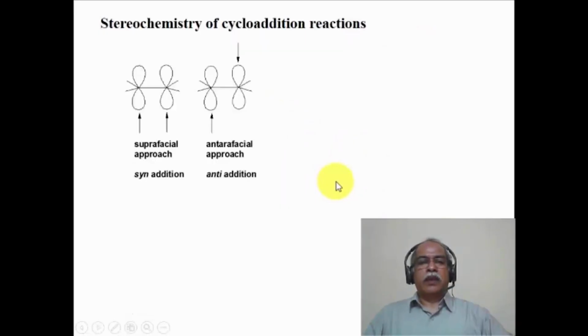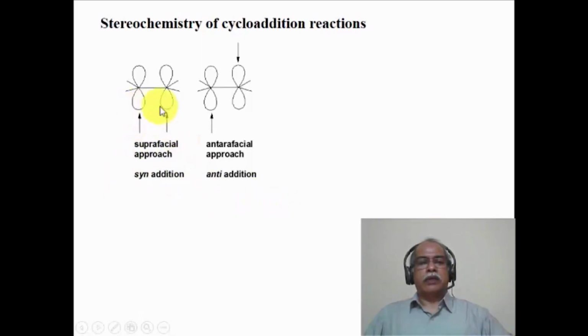If it is a simple addition reaction, when the two adding atoms, let us say 2 bromine atoms, are adding to an ethylene, then you would call it a syn addition. And if the 2 bromines are adding from opposite faces of the pi system, then you would call it an anti-addition. In the cycloaddition terminology, the addition equivalent to a syn addition is called a suprafacial addition.